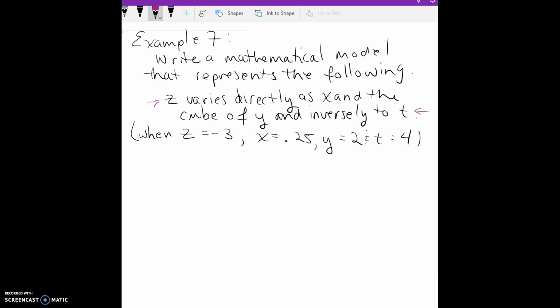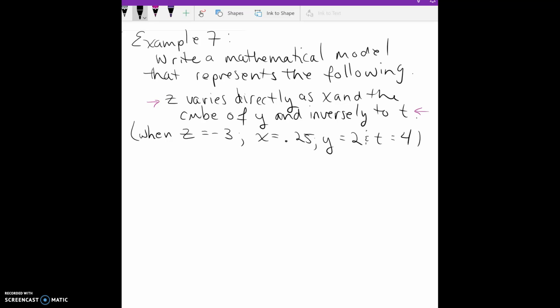Okay, and then down here it says when z equals -3, x equals 0.25, y equals 2, and t is equal to 4. So the first thing we're going to do is write an equation that represents this. And anytime I see direct variation, I'm going to think to myself, these are going to go in the numerator. And anytime I see inverse variation, that's heading into the denominator.